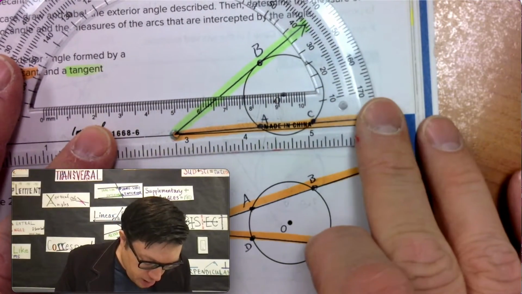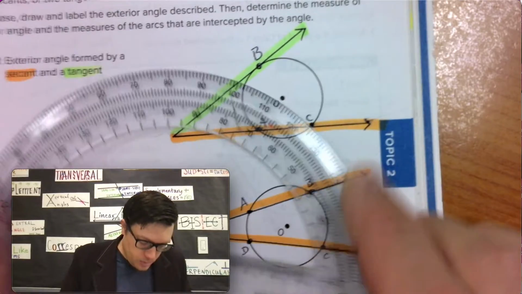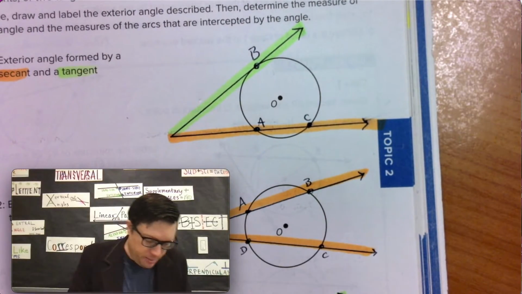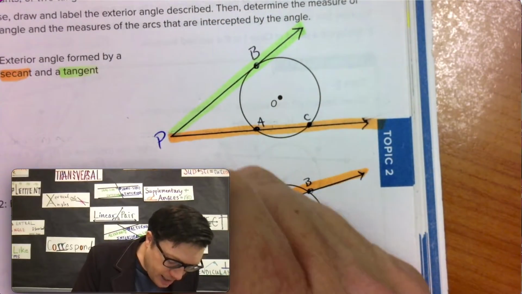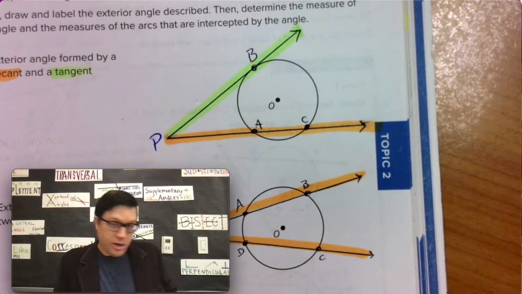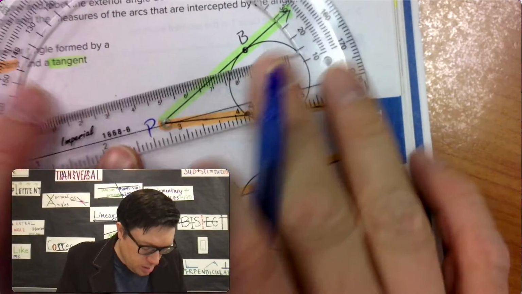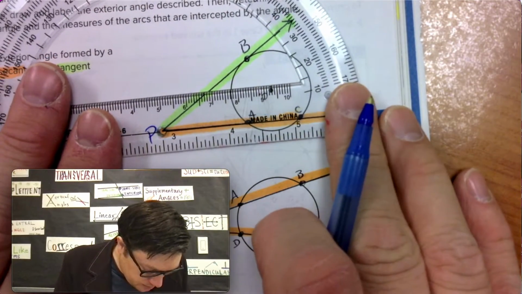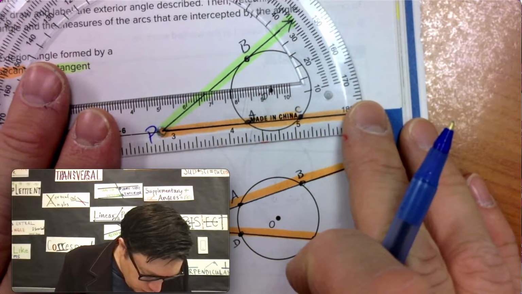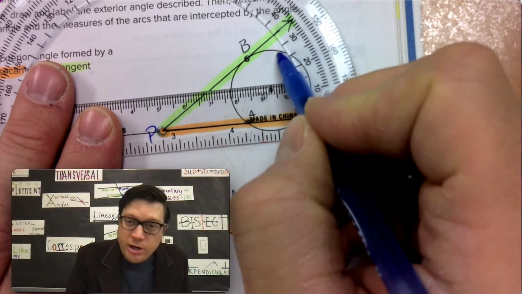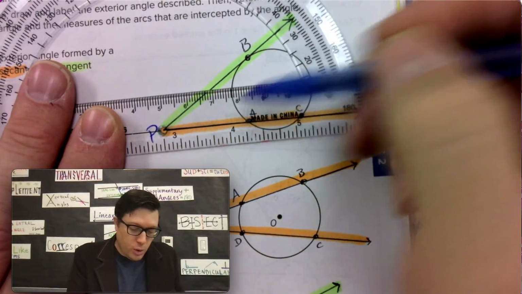So I'm going to measure angle, what should I call this? I need a point out here. I think we've been using point P, as I saw on the previous page. Okay, I want to measure angle APB, all points included. It looks like I created a 35-degree angle. I know it's a 35-degree angle.